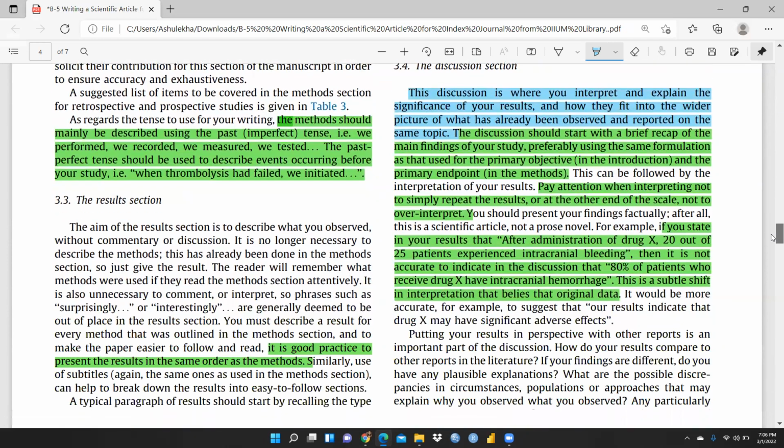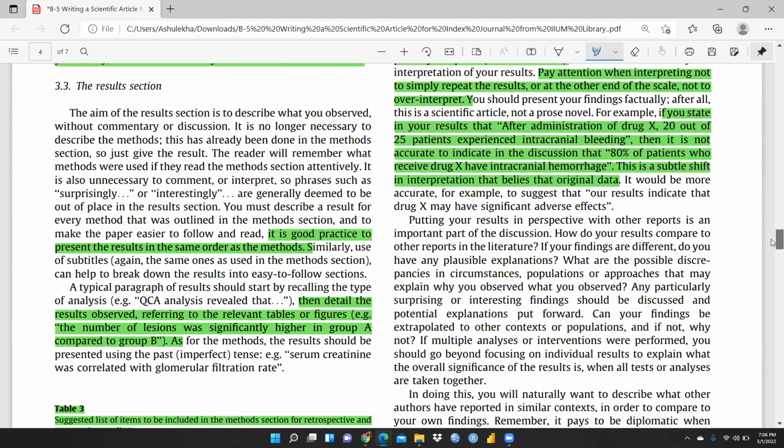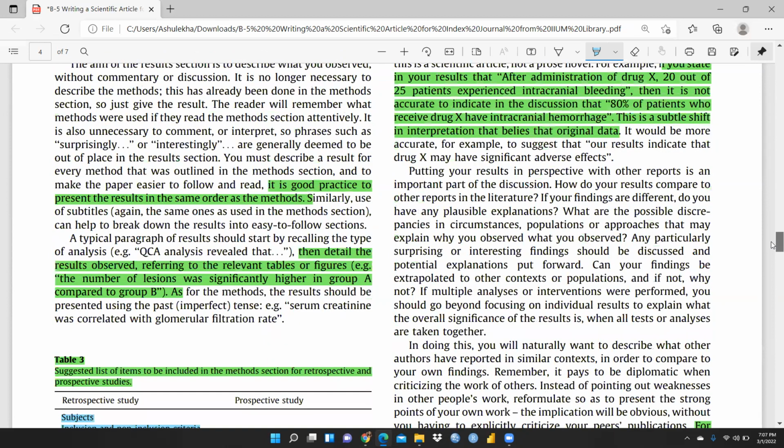And when we come to the results section, it is good practice to present the results in the same order as the methods. Then detail the results observed, referring to the relevant tables or figures. Example: the number of lesions was significantly higher in group A compared to group B.